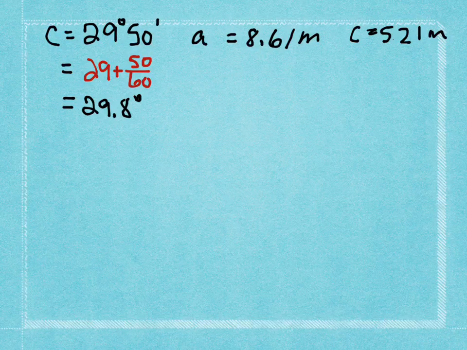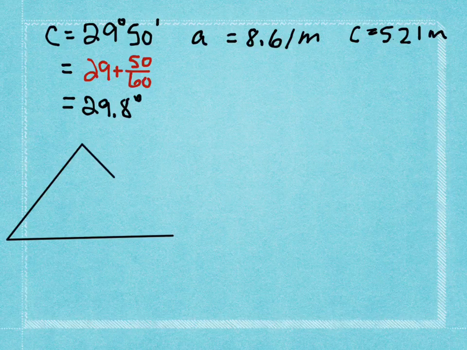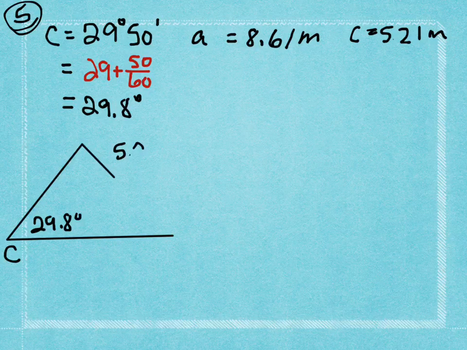All right, other than that, the problem starts out the same. Right? I set up this sort of incomplete looking triangle. I've got angle C down here, which is 29.8 degrees. This is problem number 5, by the way. The opposite side is side C, so my 5.21 meters goes opposite this. And then the side between them is 8.61 meters.